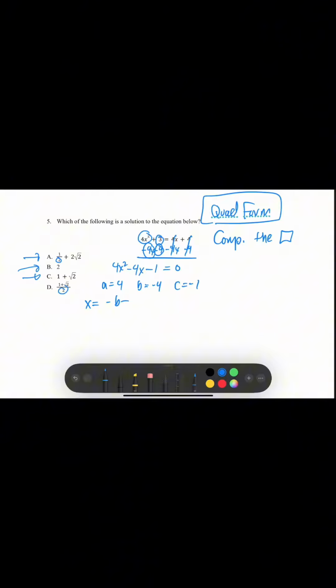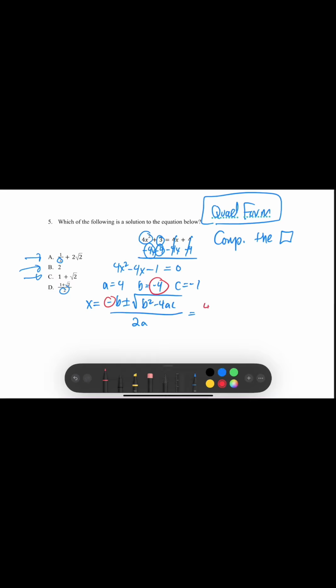So let's write it again. X equals negative b plus or minus the square root of b squared minus 4ac over 2a. So here, b is negative 4, already the negative in there, so that becomes a positive 4 plus or minus the square root of b squared. B squared is negative 4 squared, which is 16. Minus 4 times a is 4. And then c is negative 1. Divided by 2 times my a, which is 4. Okay, so let's go and write that out.